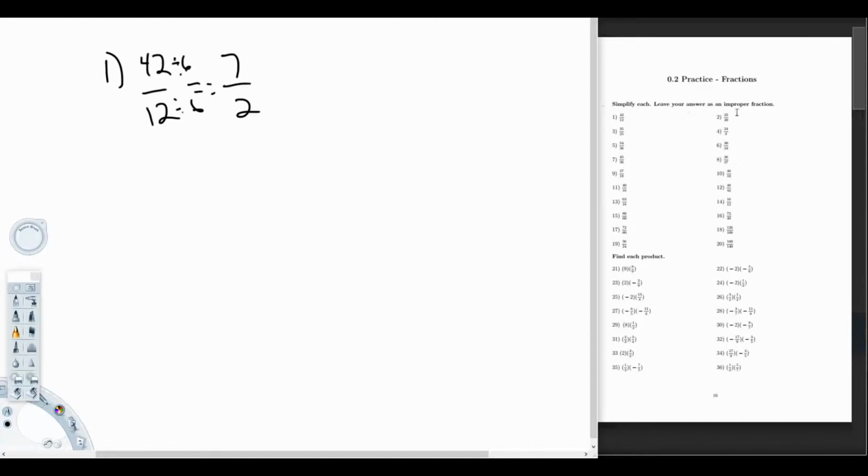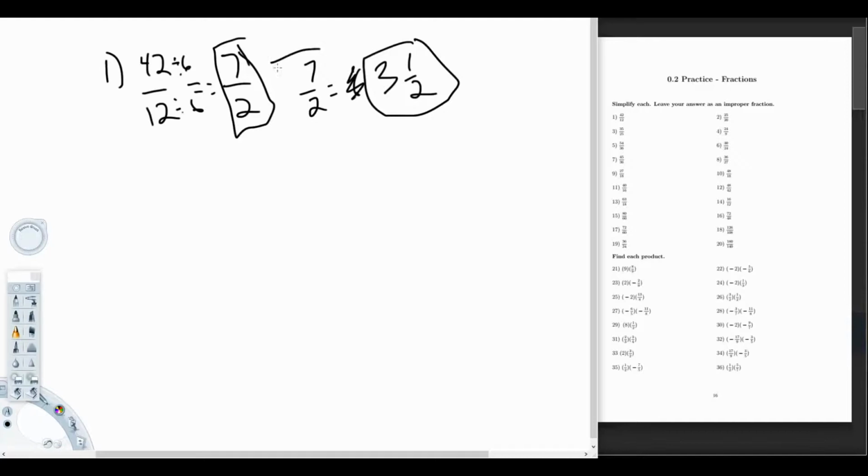They said here also leave your answer as an improper fraction. So what they mean is this is an improper fraction: anything where the total of the fraction, or the solution of the fraction, is greater than 1. So for example, 7 over 2 is really 3 and 1/2. That would be like a proper fraction, right? This is an improper fraction. 1 over 2 or 1 over 3 is a proper fraction. 4 over 3 is an improper fraction.